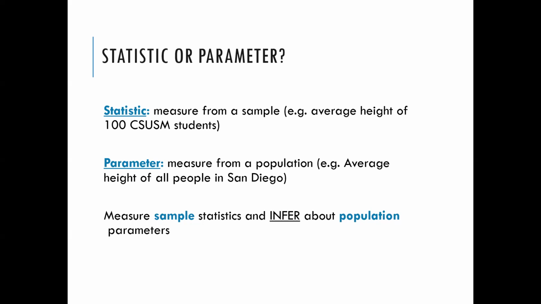So a little bit of terminology. A statistic is a measure from a sample, for example, the average height of 100 CSU San Marcos students, whereas a parameter is a measure from a population, for example, the average height of all people in San Diego. We often don't know what the value of these parameters are, and so what we're doing is using sample statistics to make inferences about population parameters.